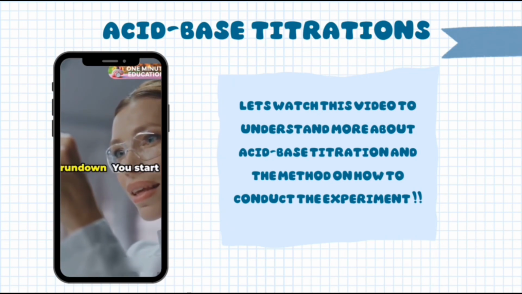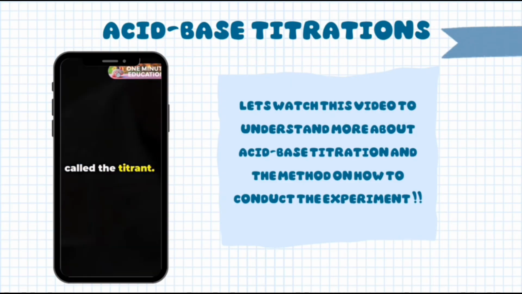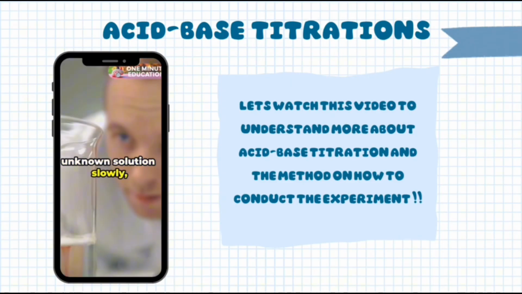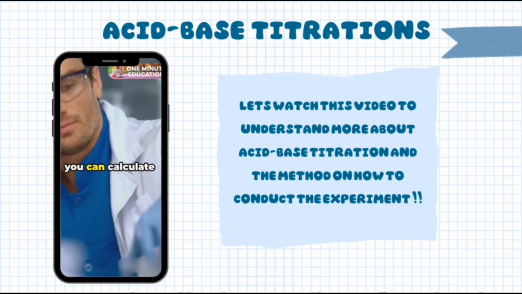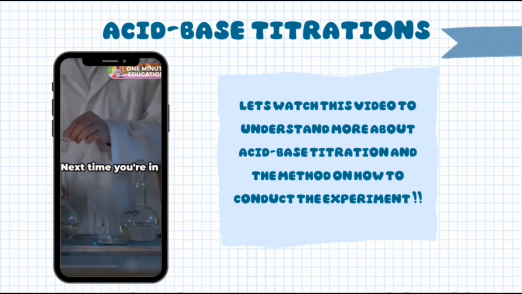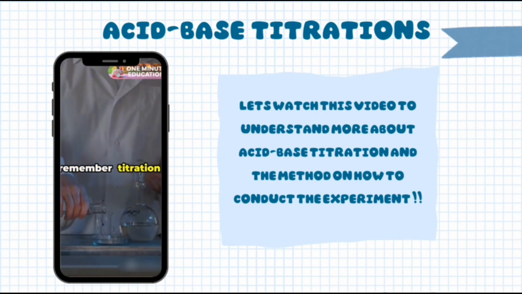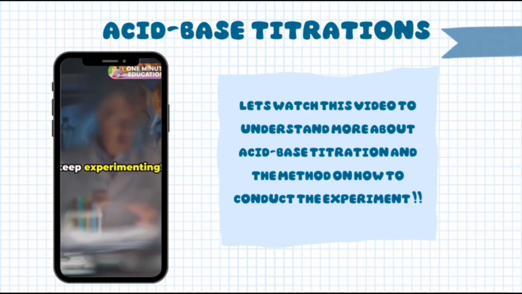Here's a quick rundown. You start with a solution of known concentration, called the titrant. Then you add it to the unknown solution slowly, watching for a reaction. The point where the reaction is complete is called the endpoint. From there, you can calculate the unknown concentration. Pretty cool, right? Next time you're in the lab, remember, titration is your go-to method for precise measurements. Stay curious and keep experimenting.